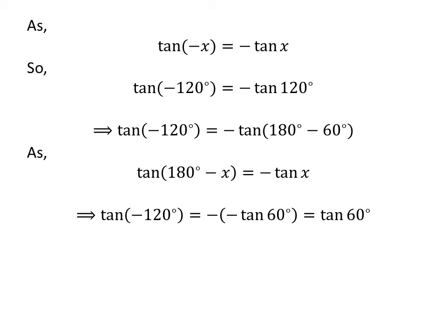So tangent of minus 120 degree is equal to minus of tangent of 60 degree, which is equal to tangent of 60 degree, as minus of minus is plus. We know the value of tangent of 60 degree is equal to square root of 3. So we get the value of tangent of minus 120 degree is equal to square root of 3.